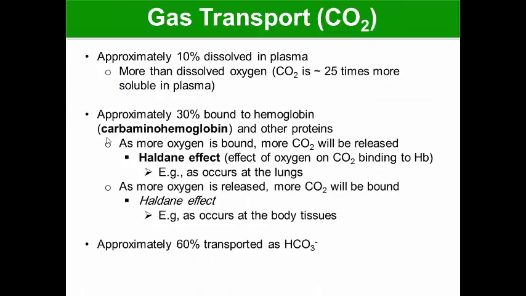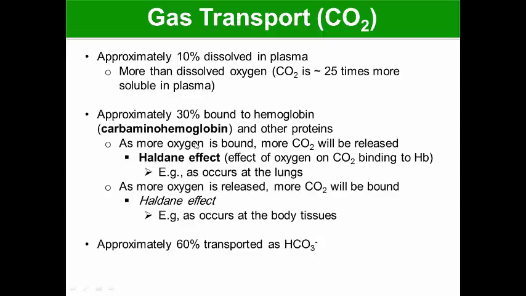Now we finish with the transport of oxygen, and now let's very briefly describe the transport of carbon dioxide. Approximately 10% of carbon dioxide is transported dissolved in the plasma. Remember, carbon dioxide is 20 times more soluble than oxygen. 30% of carbon dioxide is transported bound to hemoglobin, giving rise to carbaminohemoglobin. Other proteins in the plasma can also bind carbon dioxide.